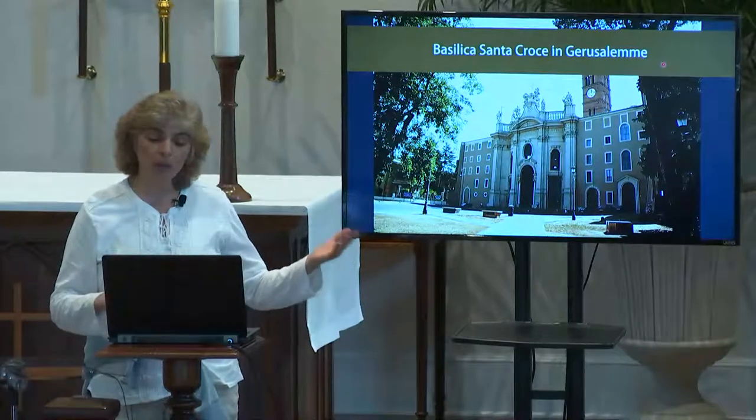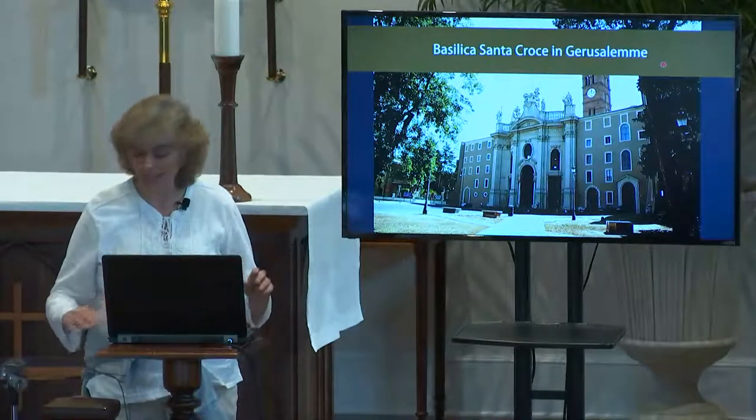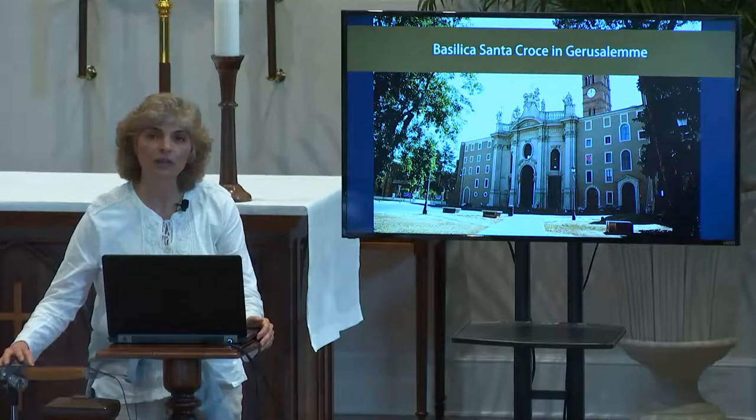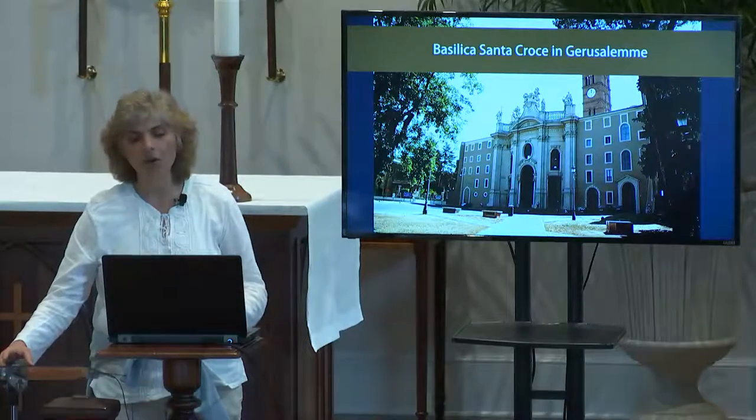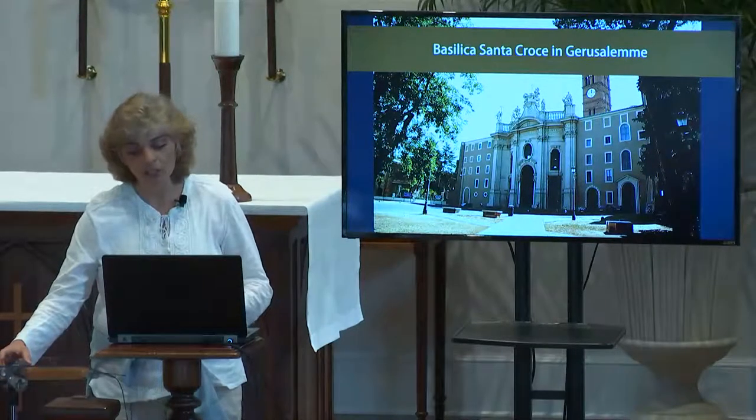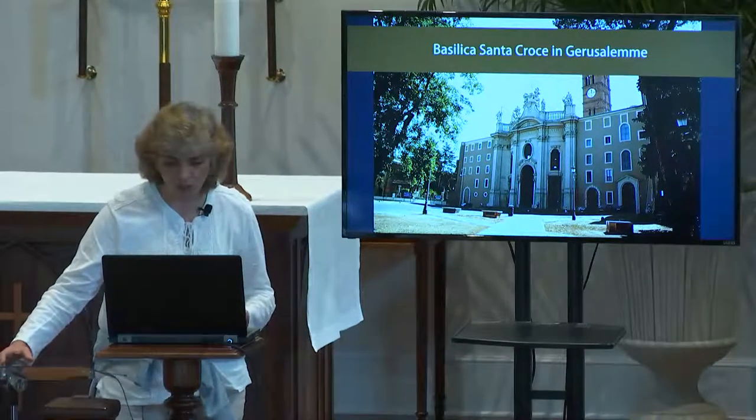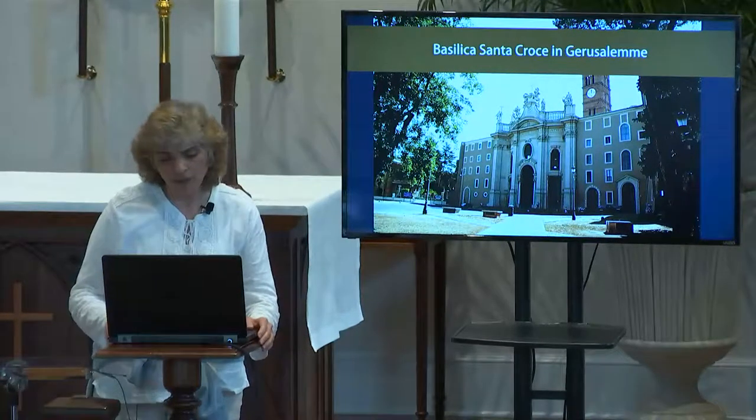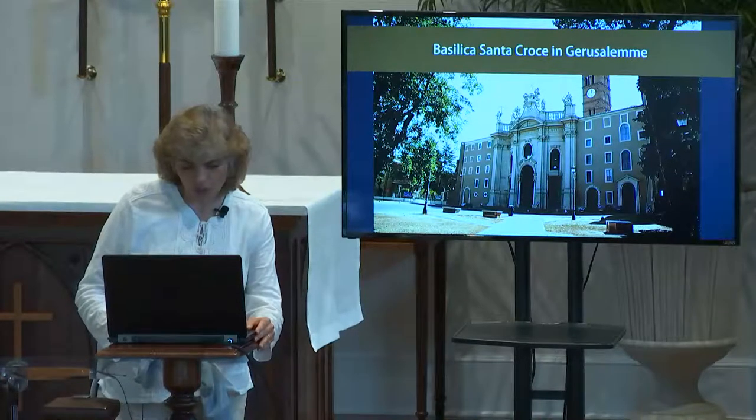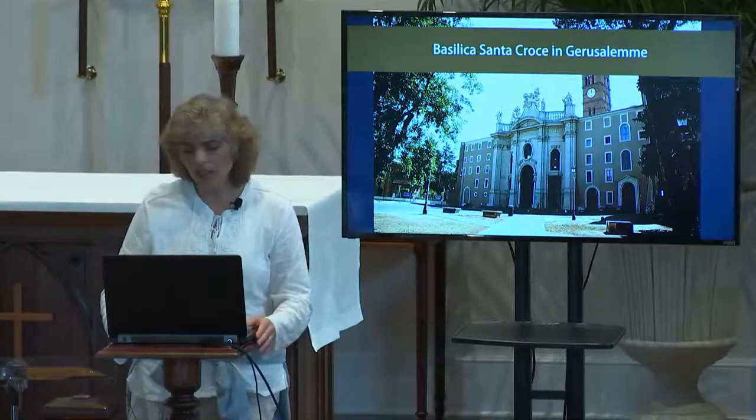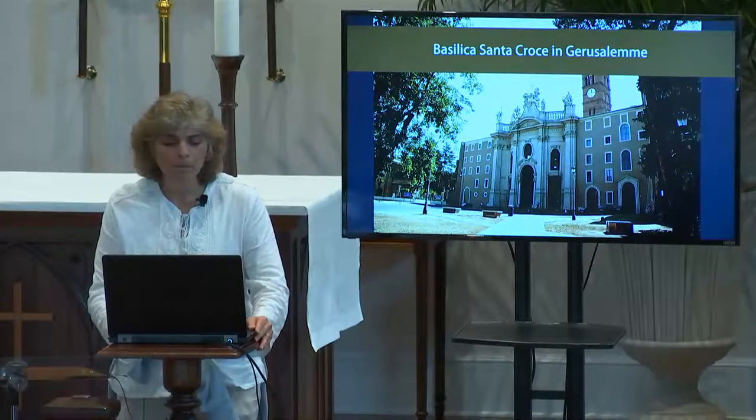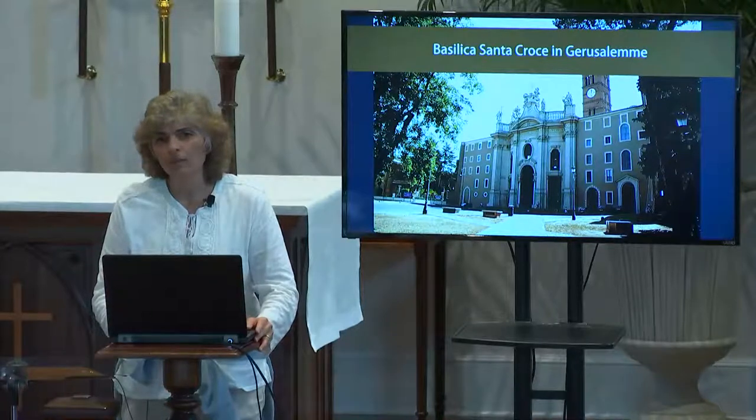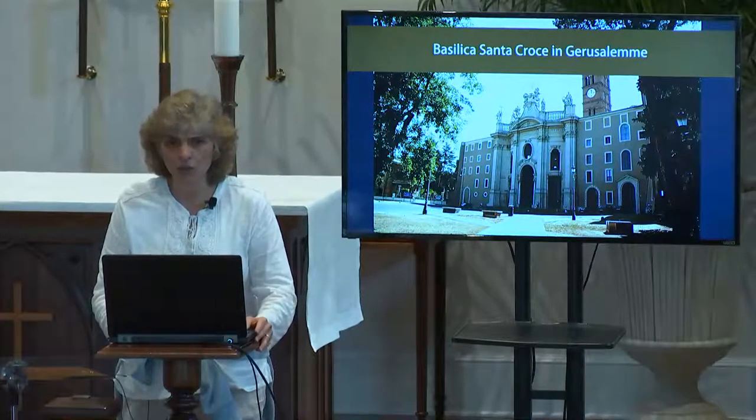Now, I'm showing you a picture of the way it looks today. It did not look like that back in Constantine's or Helena's time. This is an 18th century facade. But just the idea that it still incorporates the soil, the foundation coming from Jerusalem is fascinating. What's also interesting about this particular church is Helena, when she was on her pilgrimage, according to tradition, she discovered the true cross, meaning the cross upon which Jesus was crucified.